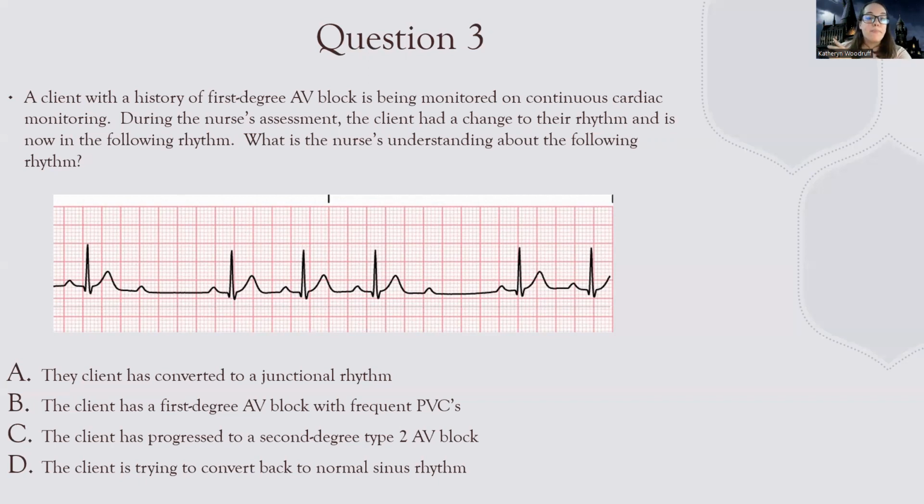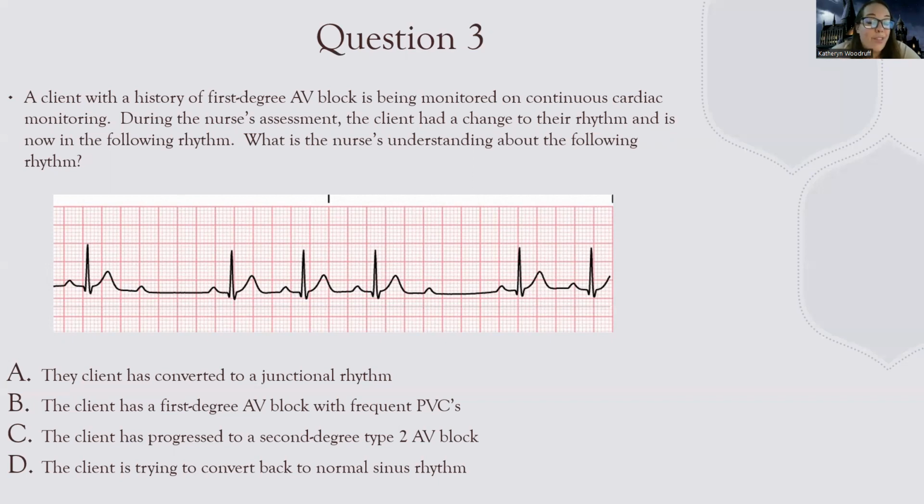Anyway, so this one gives me a strip. Anytime there's a strip, I'm most likely going to need to interpret it and figure out what this rhythm is. And then it looks like the answer choices are names of rhythms. So pretty much what this question is asking is, what is this rhythm? I had a first degree block, and then they went into this rhythm. So let's interpret this rhythm.